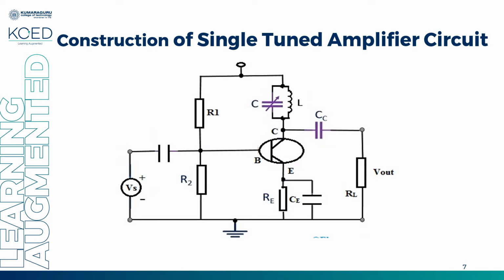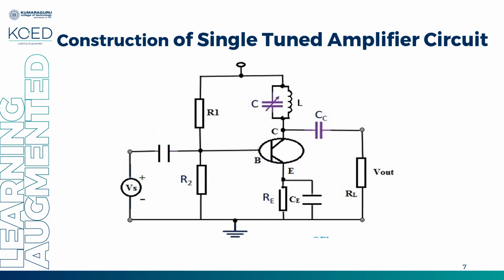This is a simple construction of a single tuned amplifier circuit. If you look at the circuit, we have a BJT device. We are going to use a semiconductor device, so you can use a BJT, or an FET, or a MOSFET. In this circuit, we have taken a simple bipolar junction transistor.